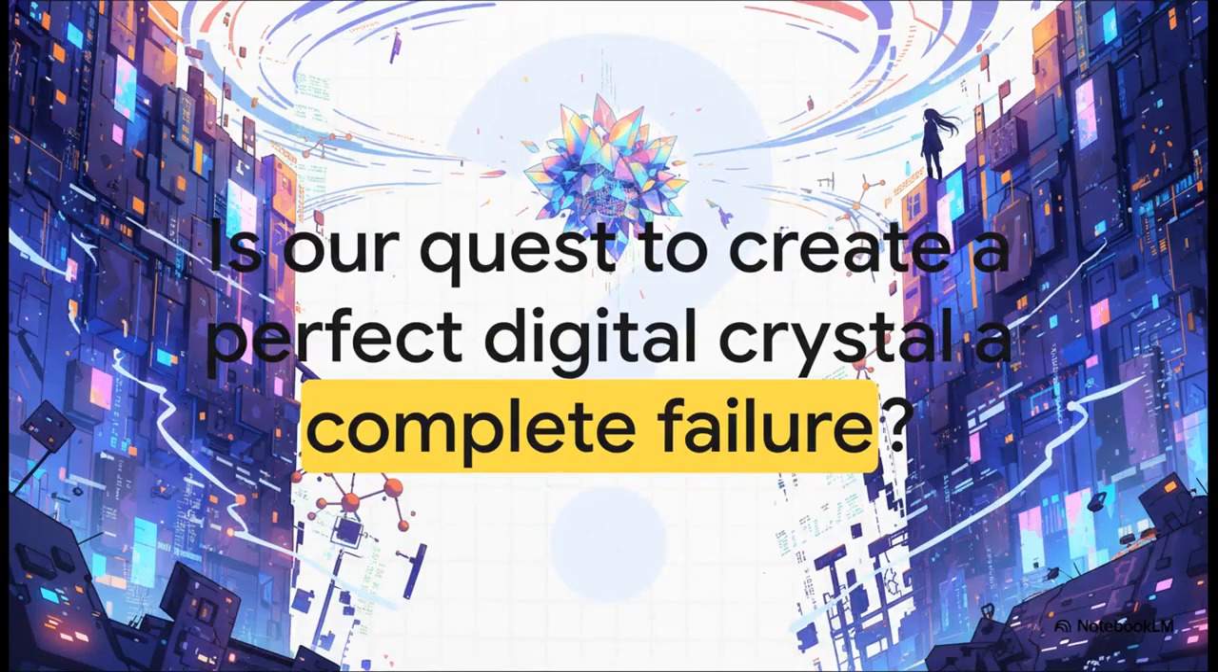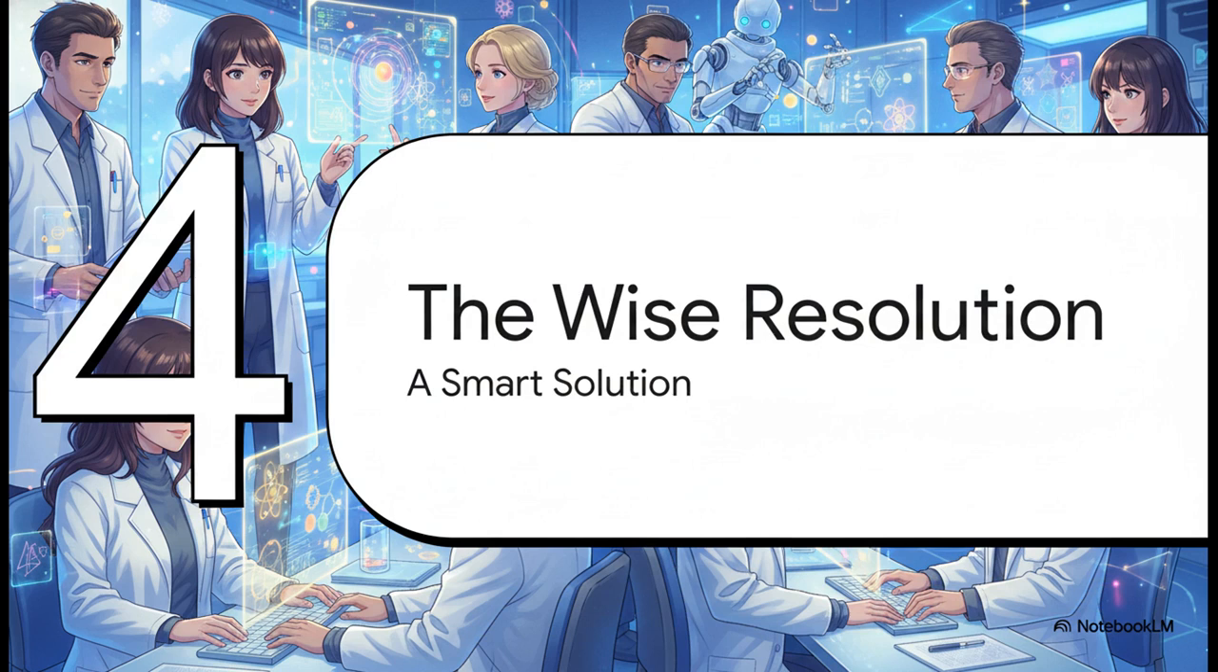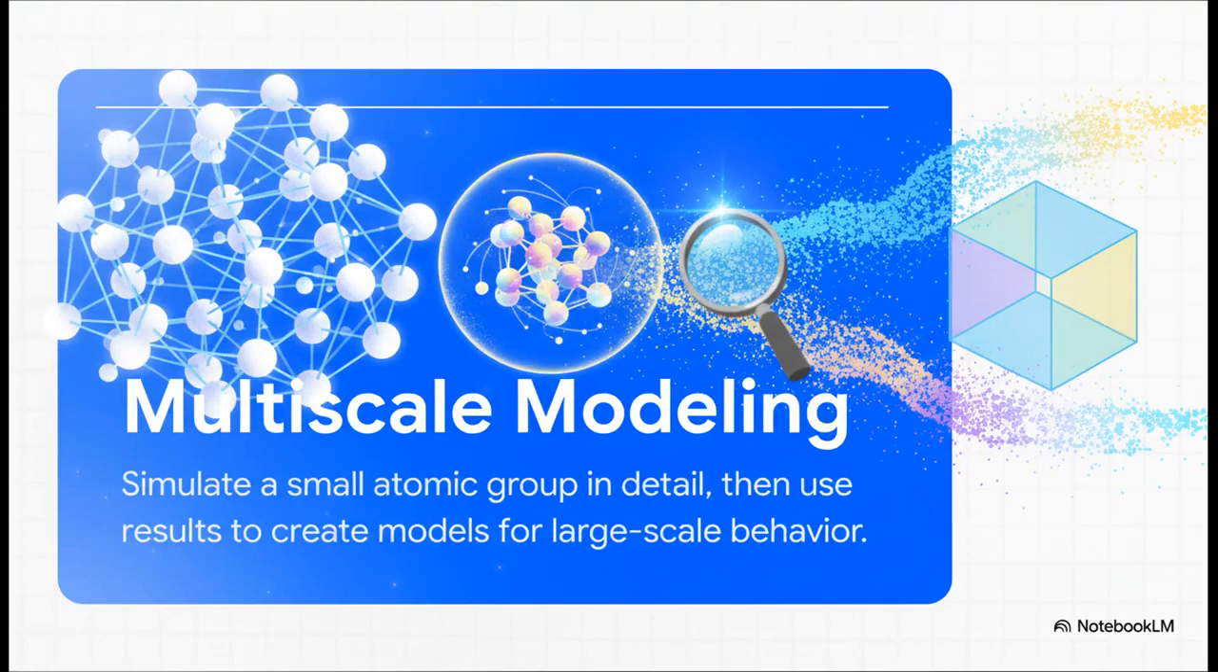So, looking at these massive, unscalable walls, it's easy to feel a little bit defeated, right? Does this mean the whole quest, this idea of a perfect digital crystal, is just a pipe dream? Is it a complete failure before we even really get started? No, absolutely not, because this is what scientists do. When they're faced with a problem that seems impossible, they don't just give up. They get clever. They figure out a smarter, more elegant way to get the answers they need without having to do the impossible. And that brilliant, clever solution is called multi-scale modeling.